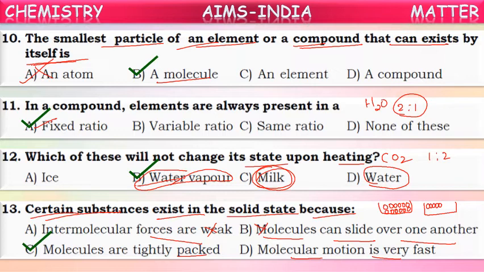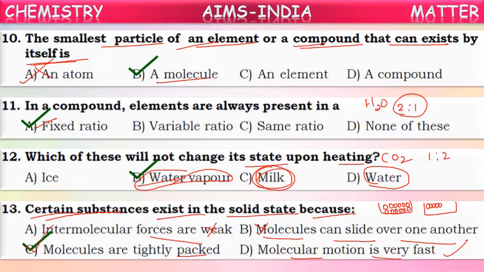Molecules are tightly packed. Yes, about solids we know that molecules are tightly packed. Molecular motion is very fast? In solids, there is no movement of molecules. Molecules will not move in solids. They will be like that only. In gases, molecules will move. That's why the third option is the correct option.